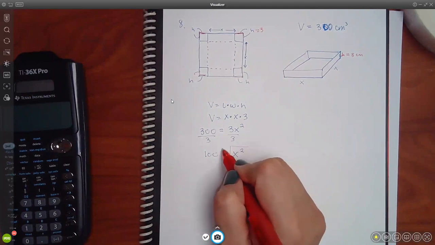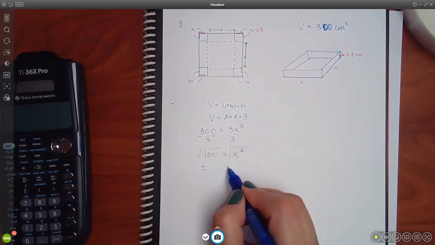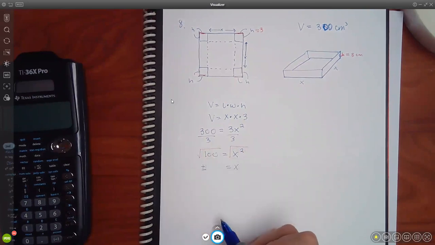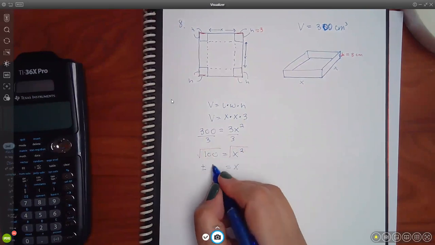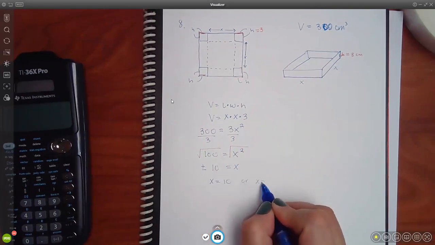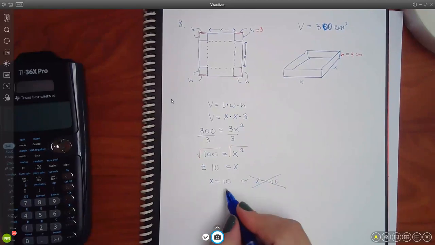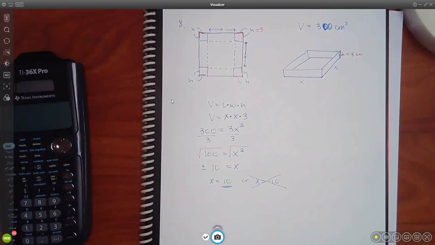So I take the square root on both sides, which means I automatically get plus or minus. And what's the square root of 100? Just 10. So then x could be 10, or x could be negative 10. But the negative one doesn't make sense for the length of a box, right? So it's only going to be the 10.